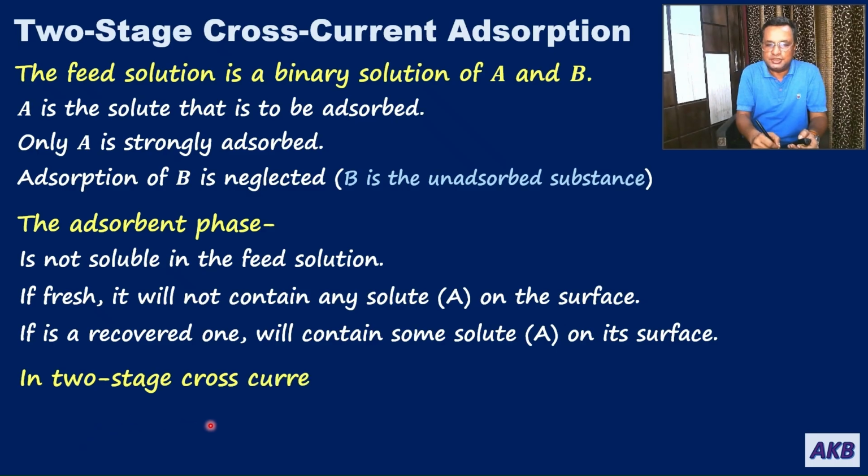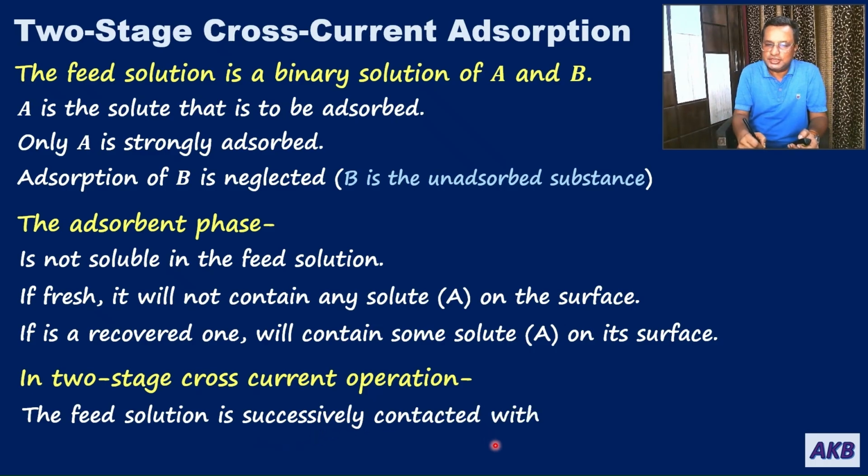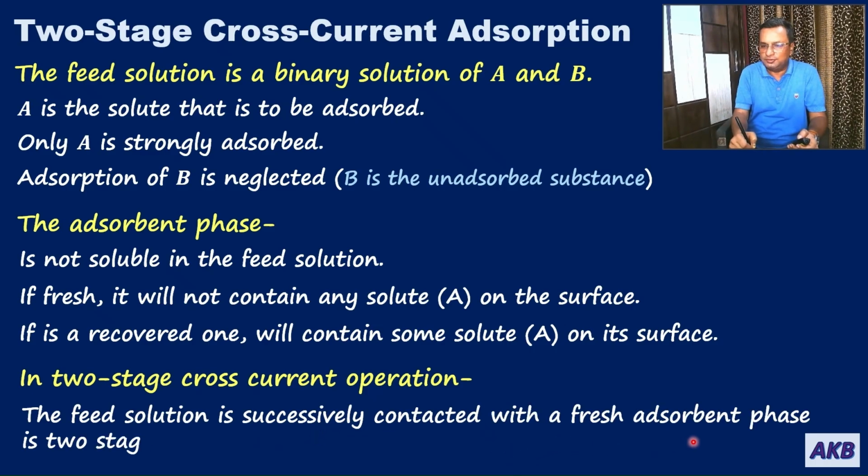So in a 2-stage cross current operation, what is done? The feed solution is successively contacted with an adsorbent phase in 2 stages. Now in my discussion, I am going to consider a recovered adsorbent phase in each stage. That is, the adsorbent phase admitted in each stage is a recovered adsorbent phase, and that is why it is going to contain a little amount of solute. If you are using a fresh adsorbent, then it will not have any solute on its surface. Let us continue the discussion.